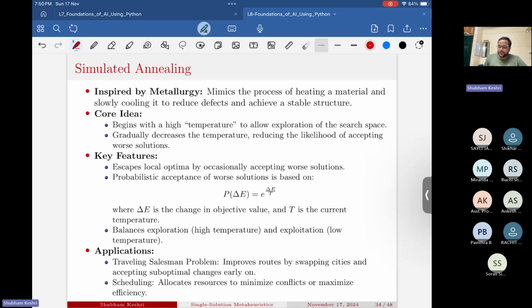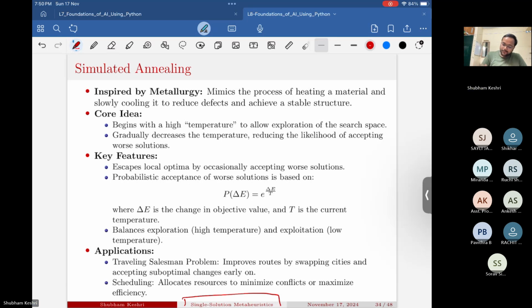So what is simulated annealing? Simulated annealing is very similar to local search, except here we add randomness. We are adding some kind of randomness in this. It is also a single solution metaheuristic, which means it focuses on only one point itself. There are other methods where we have population based metaheuristics. We'll talk about it, but currently this is a single solution metaheuristic.